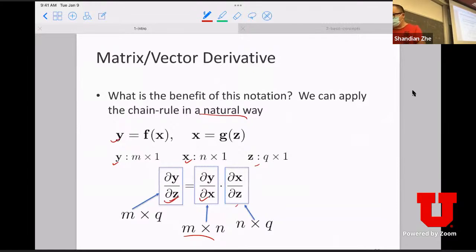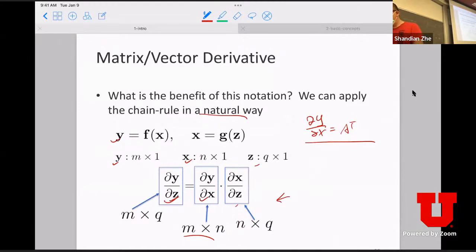However, if you choose to use the transpose of the Jacobian, if you define your gradient in this way, then you have to do this chain rule from right to left, to match the matrix sizes. Right? So that's something I feel is awkward. I don't like it at all.